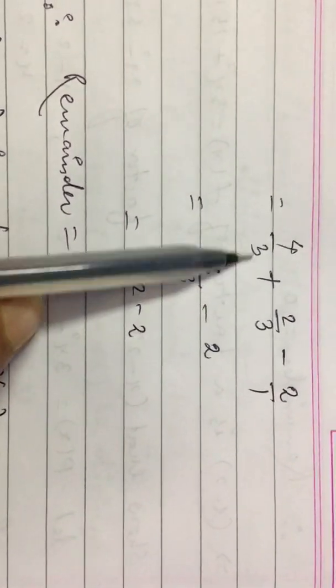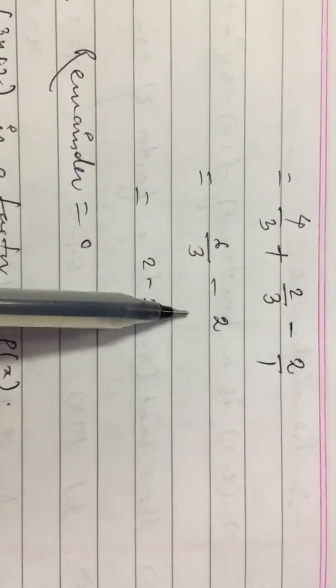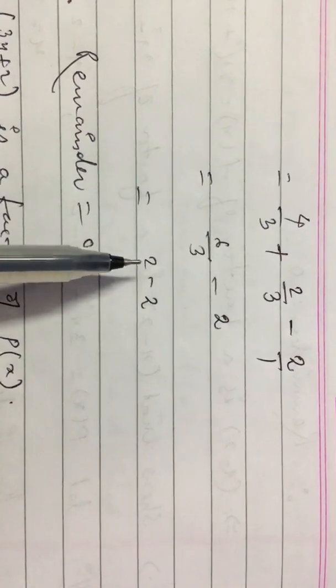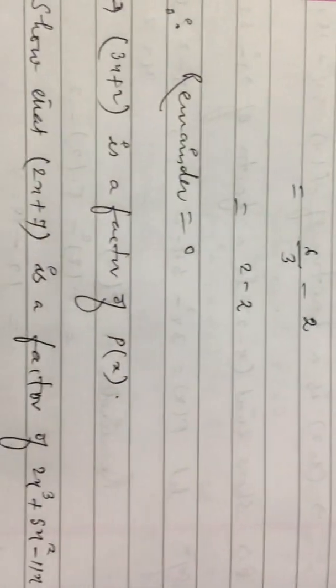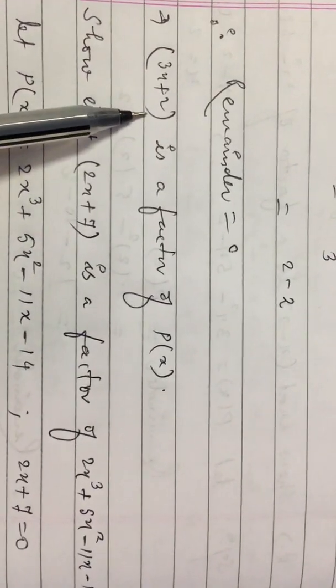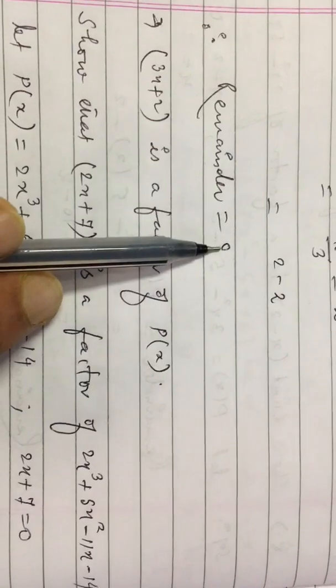Since denominators are same, we can add the numerators. 4 plus 2 is 6 by 3. 6 divided by 3 is 2, and 2 minus 2 is 0. The remainder is equal to 0. So 3x plus 2 is a factor of the given polynomial, because the remainder is equal to 0.